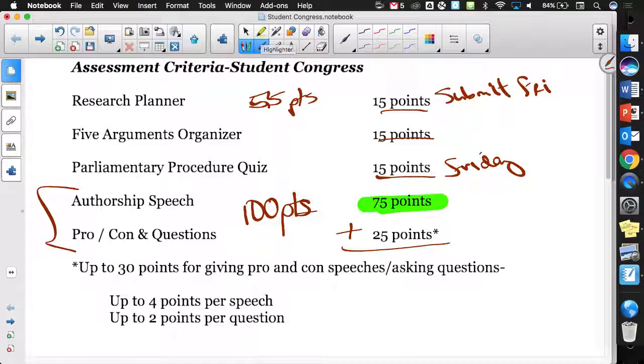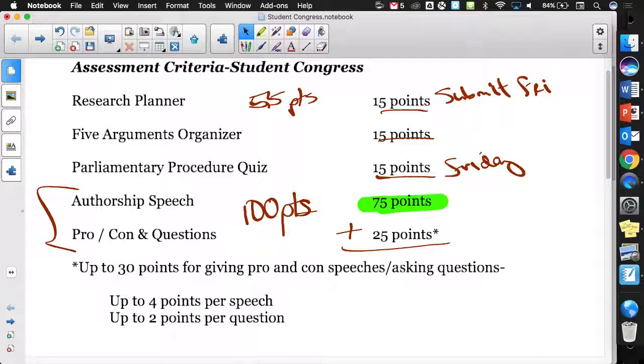When we were doing your eloquence speeches, we did kind of like sample questions after people gave their speech. This time, you get graded on questions that you ask. How you answer your questions, you also kind of get graded on a little bit. And you also get points for giving pro and con speeches.